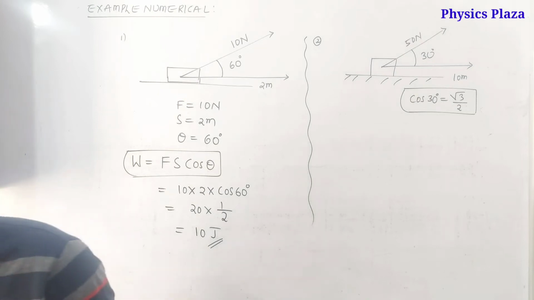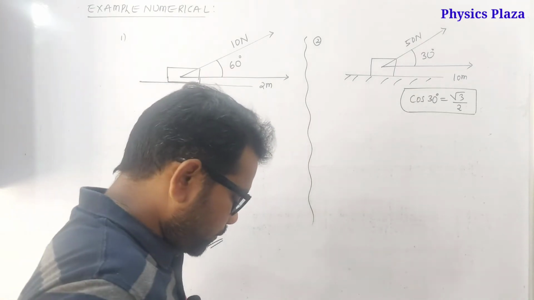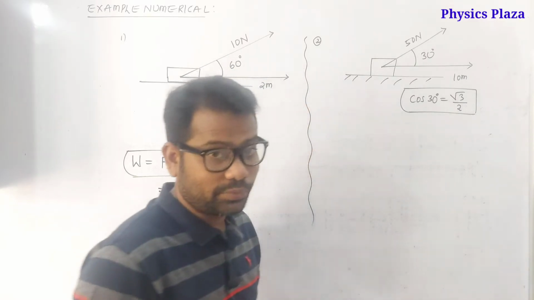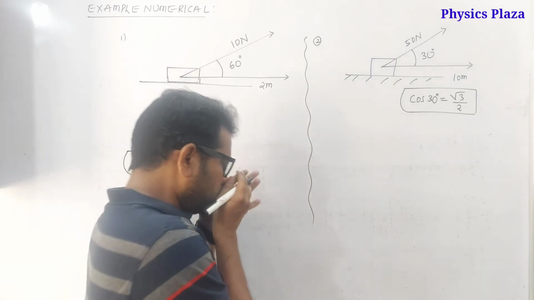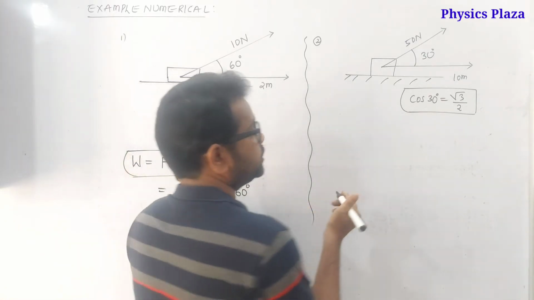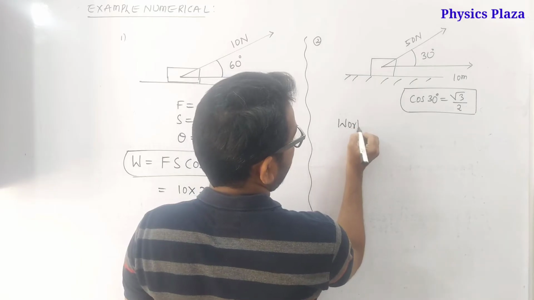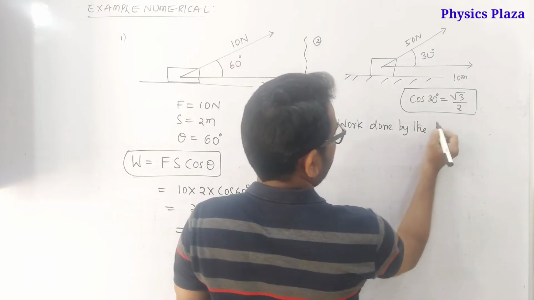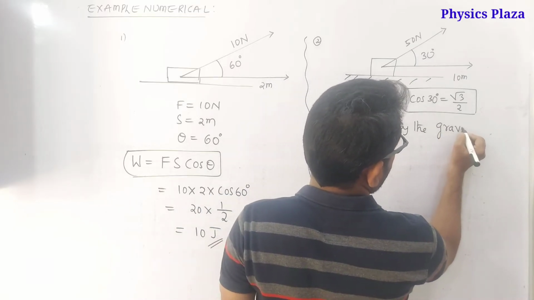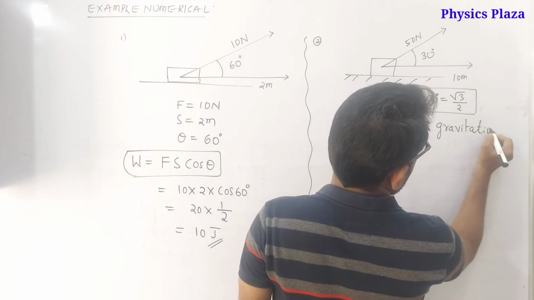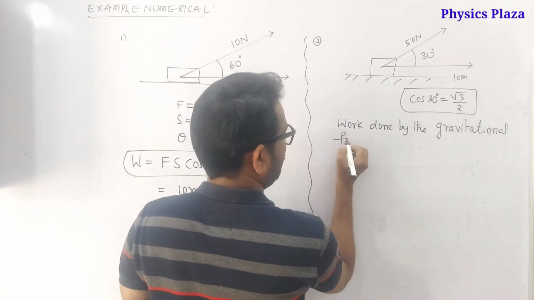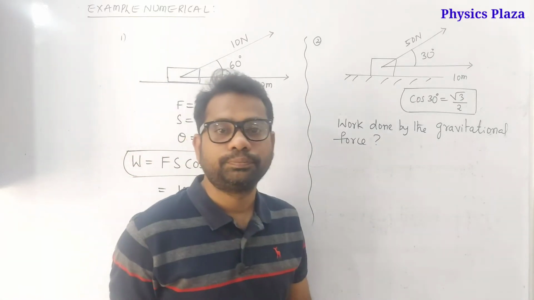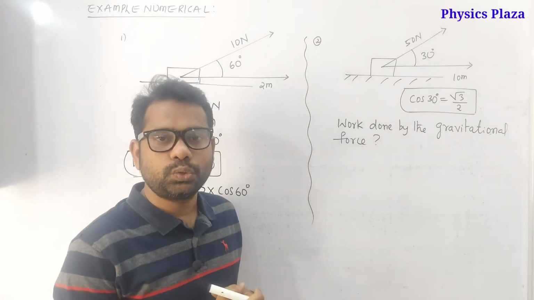Come on, do it. What answer are you going to get? Pause the video. Let me tell you the question first of all. I gave you the data. Children, find the work done by the gravitational force. Work done by the gravity. Come on children, pause the video, just try it. Got it? 3, 2, 1.